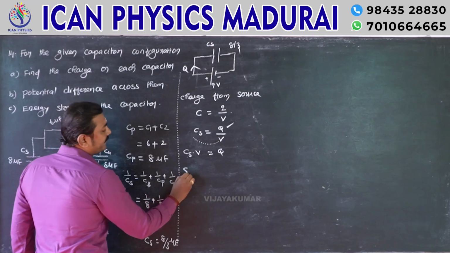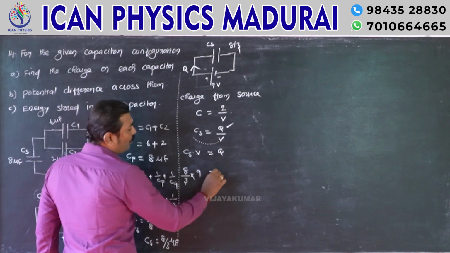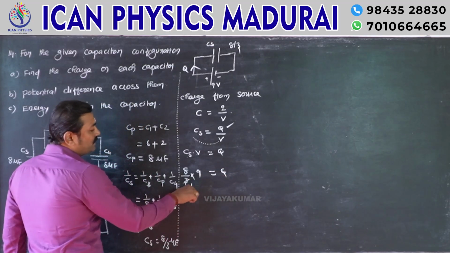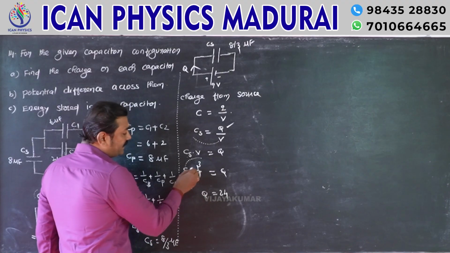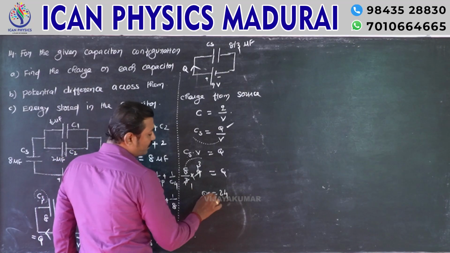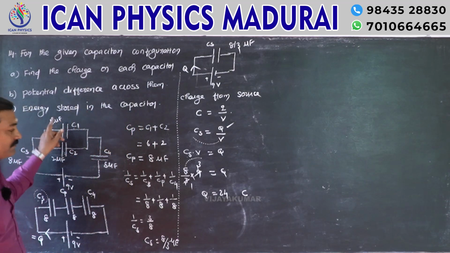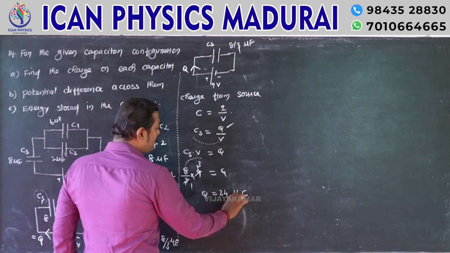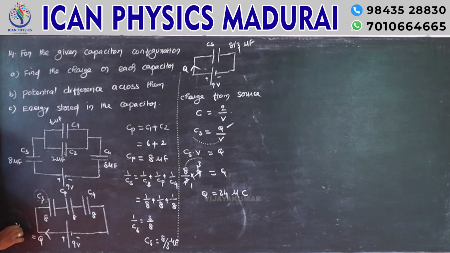Cs is 8 by 3, into V which is 9 volt. So, Q: 3 3s are 9, and 8 3s are 24. The unit of charge is coulomb. Since it is given in micro, it is microcoulomb. So, the charge from the source is 24 microcoulomb.